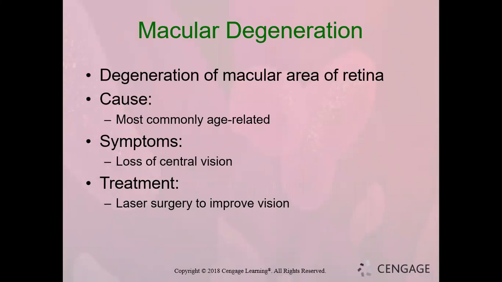Macular degeneration. This is a degeneration of the macular area of the retina. This is age-related, but this is hereditary in a lot of cases, and they're going to have a loss of their central vision. They can do laser surgery, but a lot of times these people will go blind.